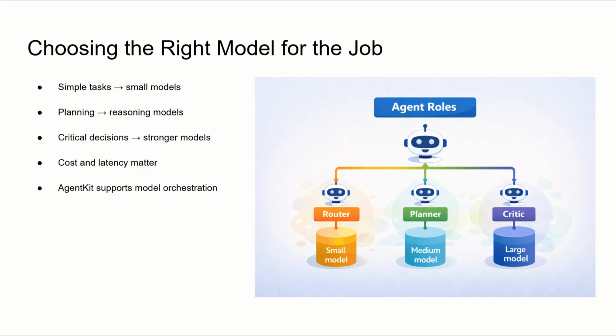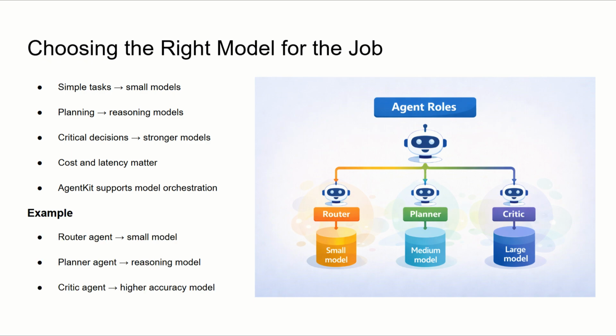AgentKit supports model orchestration. A router agent might use a small model, whereas a planner agent uses a reasoning model. In the same way, a critic agent can use a high accuracy model. This is system level optimization. You are no longer asking which model is best. You are asking which model fits this role. That's mature architecture.